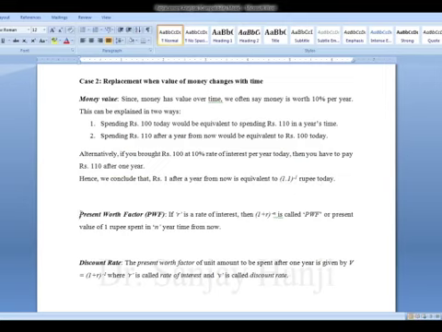So the present worth factor, we'll understand what is present value factor, present worth factor, that is PWF. If R is the rate of interest, then (1 plus R) raised to minus N is called present worth factor, or the present value of 1 rupee spent in N year time from now.